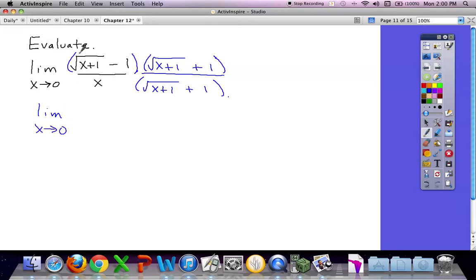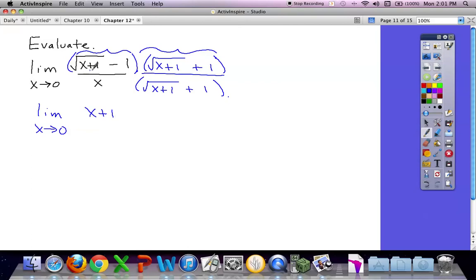In order to simplify the numerator, I have to FOIL. Okay. So when I multiply the first terms, the square root of x plus 1 times the square root of x plus 1 is x plus 1, right? And now notice that the middle terms cancel. They always do with conjugates. That's why we do it, right?